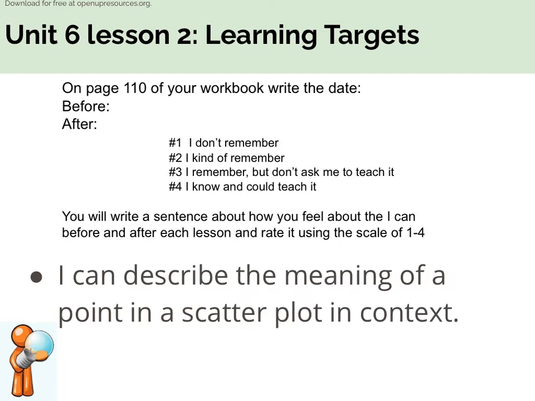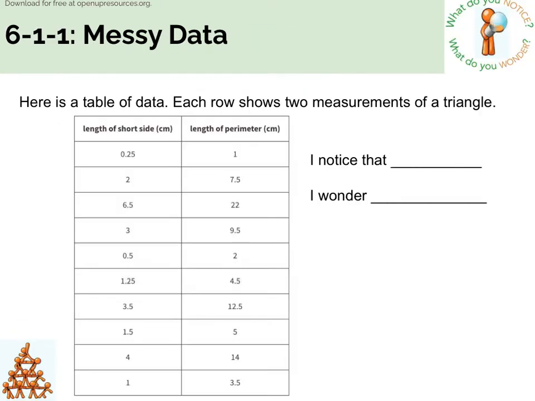We're also going to go ahead and read Lesson 3. I can describe the meaning of a point in a scatter plot in context. And so we're doing Lesson 1 and we're also doing Lesson 3 for today as far as our lesson. So go ahead and write your sentence about how you feel about the I can statement. Give yourself a number. So 1, I don't remember. 2, I kind of remember it. 3, I did get it. And 4, I can teach it to my friend.